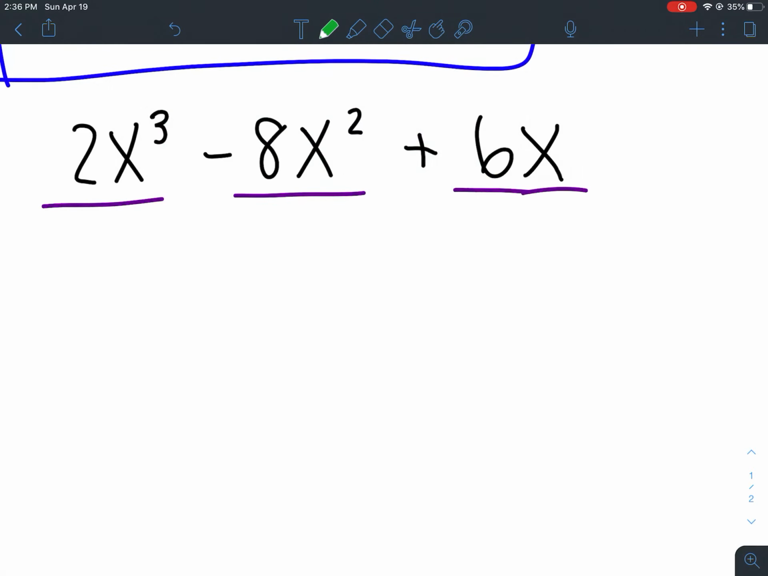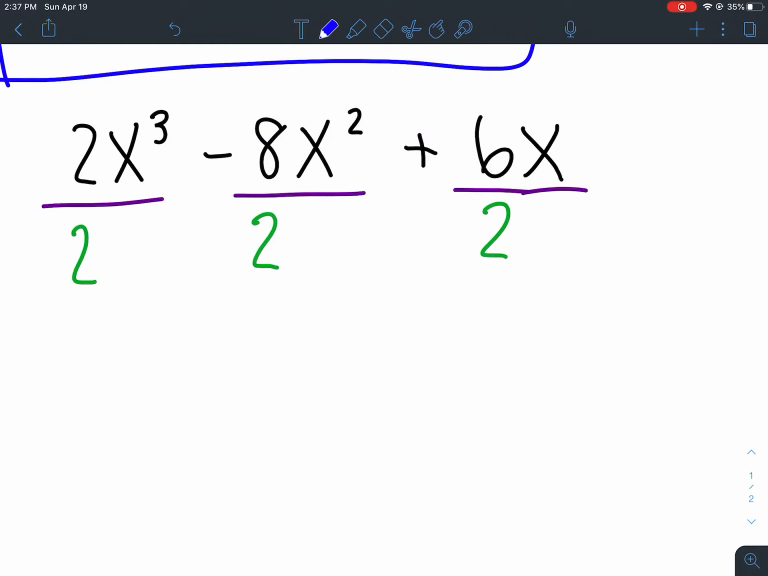And I have 2, 8, and 6. All right, well, what's the largest number that can divide out of 2, 8, and 6? It has to go into all of them. Can 4 go into all of these? No. The greatest number that can divide out of all is going to be 2. Out of 2, 8, and 6, the greatest number is 2.